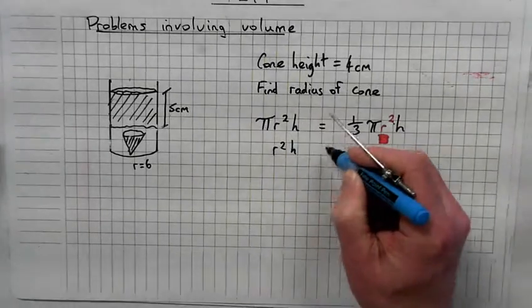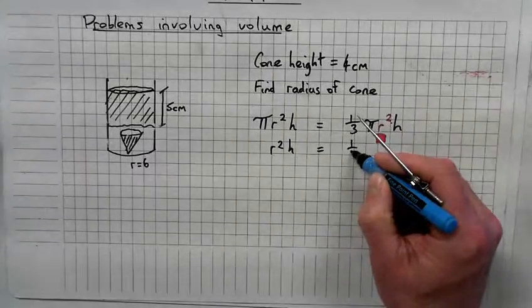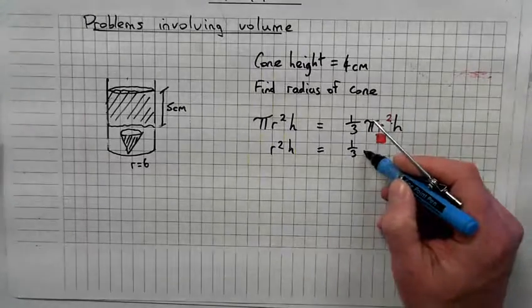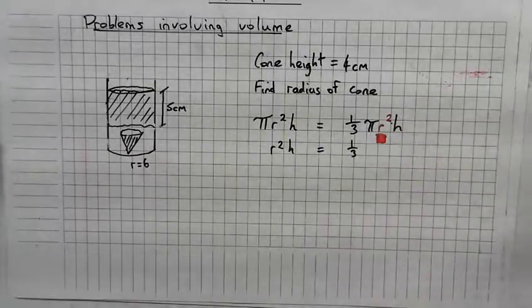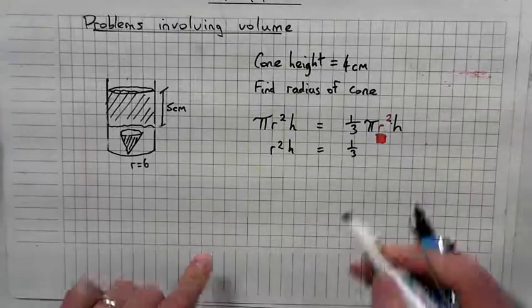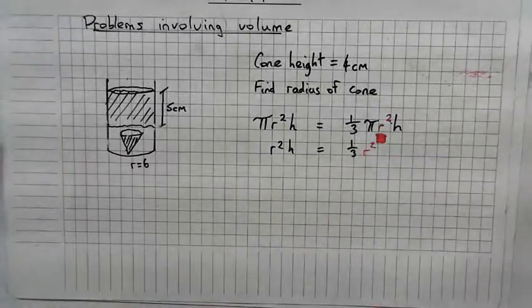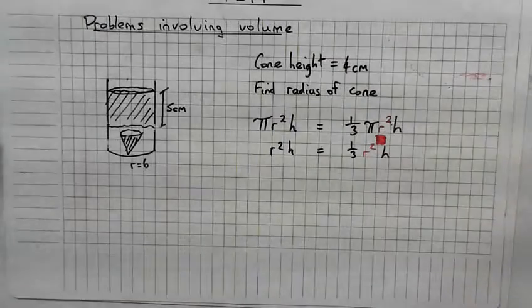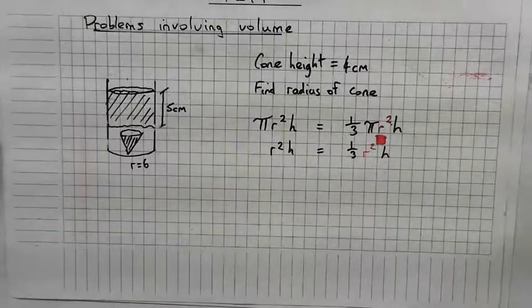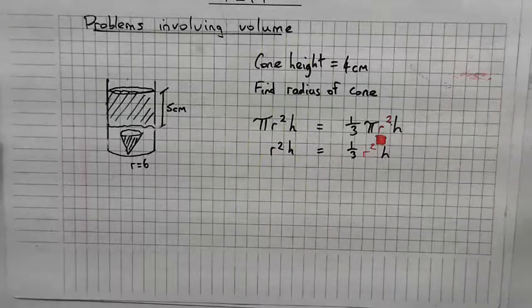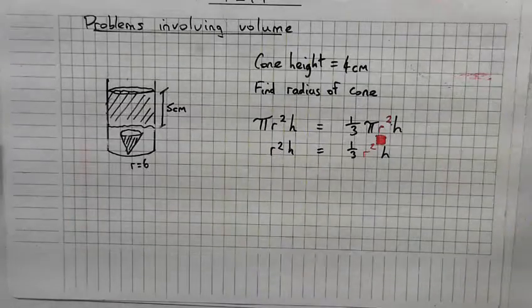R squared H is equal to 1 over 3 R squared H. Alright? The one in red is the R squared you don't know. Now you fill in your values, but put them in brackets.